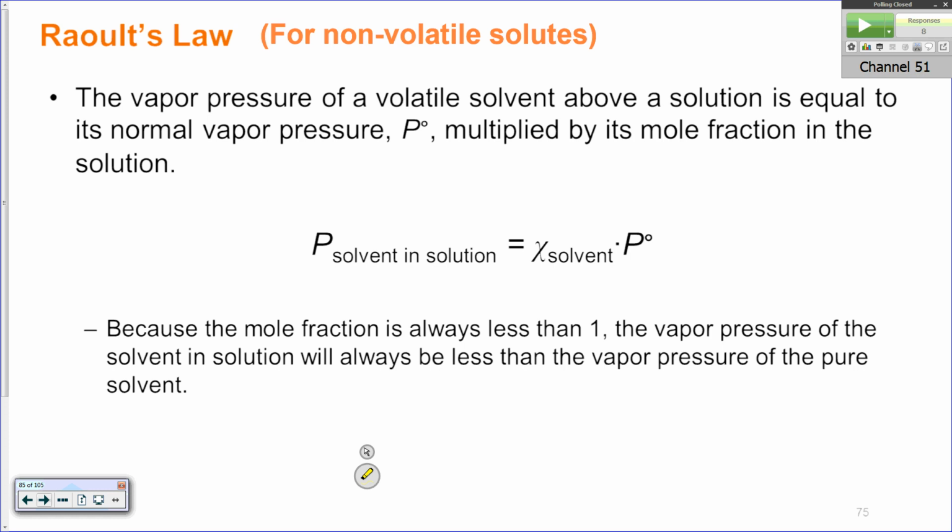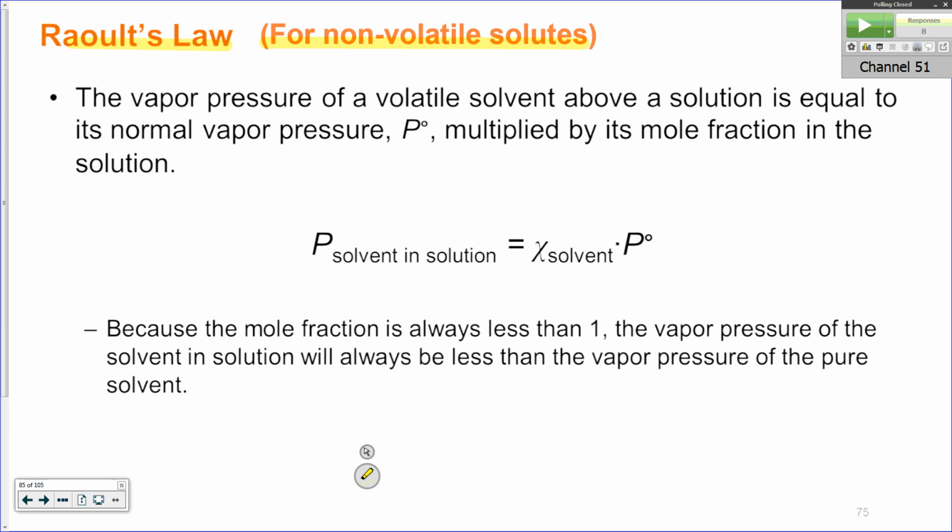Now, the quantitative way that we account for this is something called Raoult's Law, and I'm describing it first for non-volatile solutes. This wording wasn't here, so I added that to my notes. If you have notes printed out, you may write that. So this is taking a volatile solvent and adding a non-volatile solute to it. We'll talk about a volatile solute in a couple of slides.